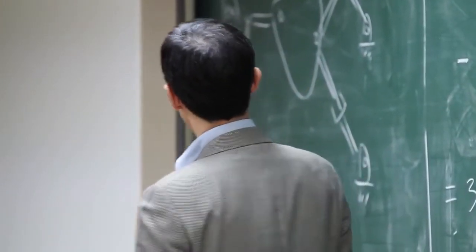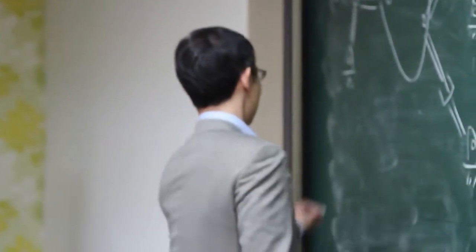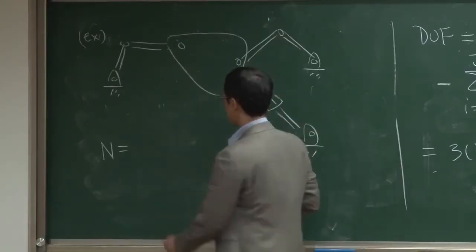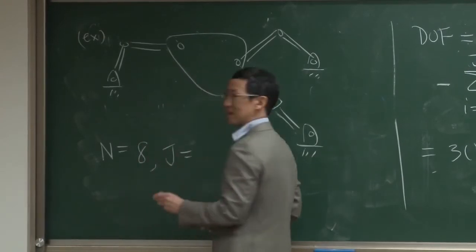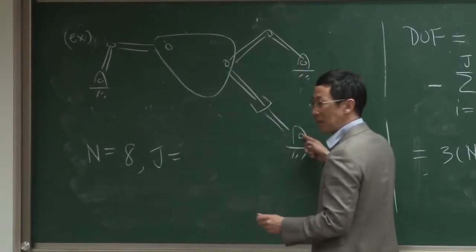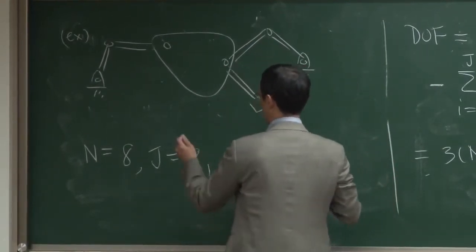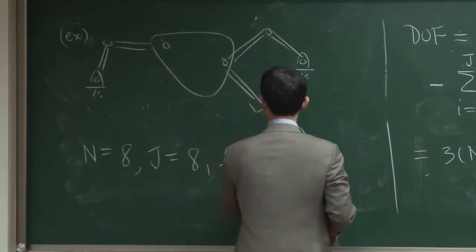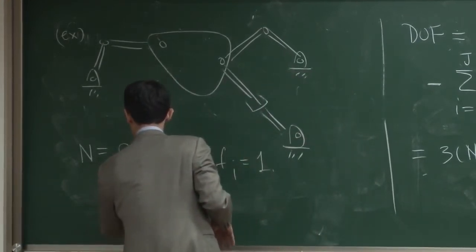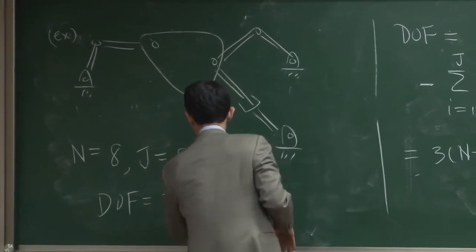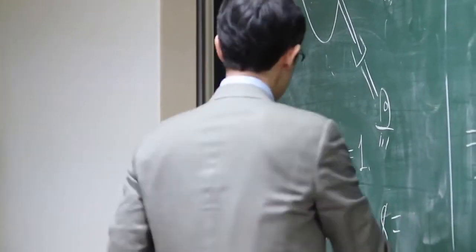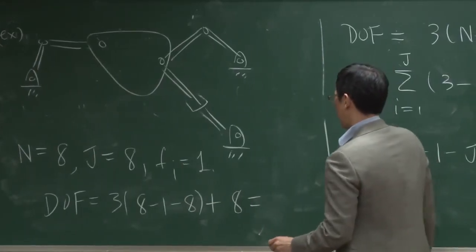Okay, so what happens here? Number of links, 1, 2, 3, 4, 5, 6, 7, 8. Number of joints, 1, 2, 3, 4, 5, 6, 7, 8. Each joint is 1 degree of freedom. Throw this into our Grubler's formula. 3 times n minus 1 minus j plus 8 degrees of freedom. So this is 5 degrees of freedom.